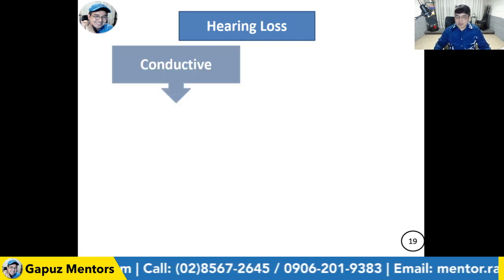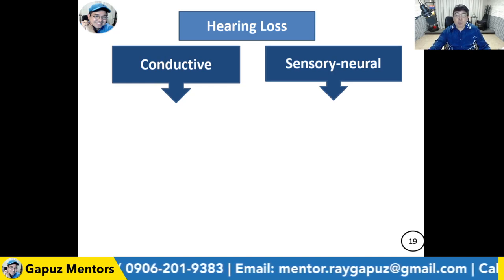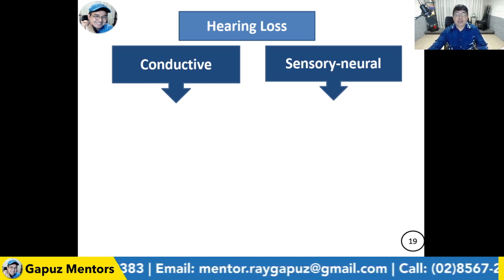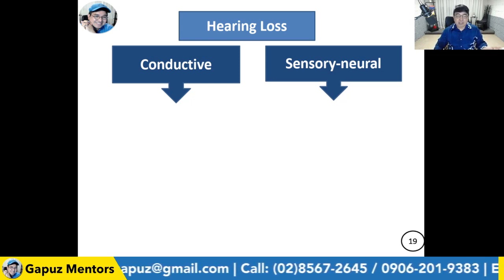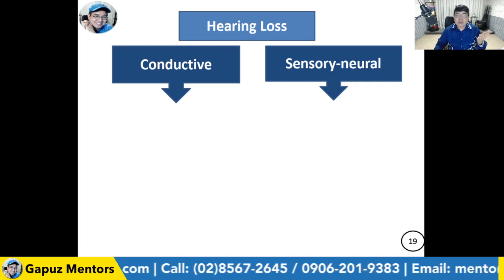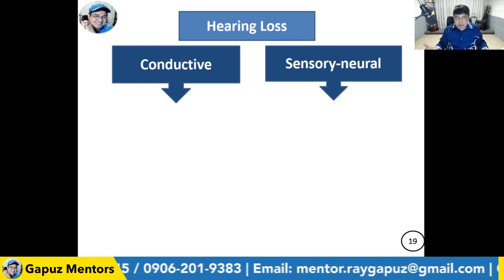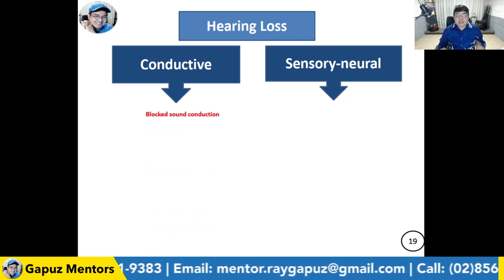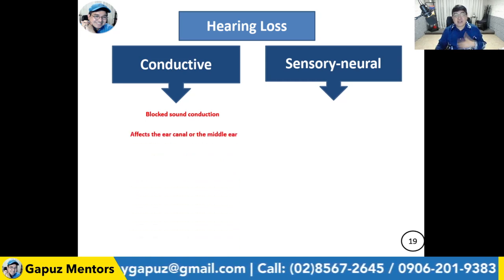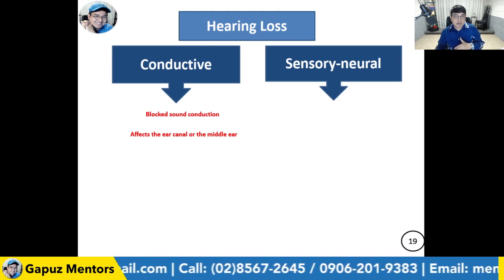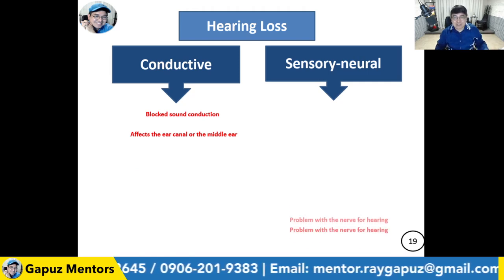So when there is hearing loss, always remember, we need to classify whether it's conductive or sensory neural. Now, this is important because if you are given an item that you will be asked to select all that apply, then you need to know what type of hearing loss occurs. It's not just knowing that there's hearing loss. You have to know which type. Conductive hearing loss is due to blocked sound conduction, and it affects the ear canal or the middle ear. Okay, so from the ear canal to the middle ear, your patient will have conductive hearing loss.